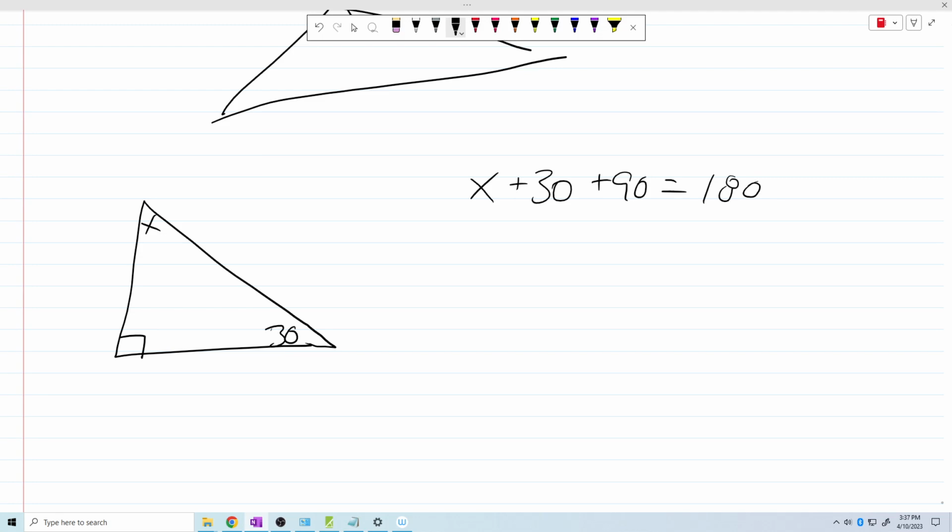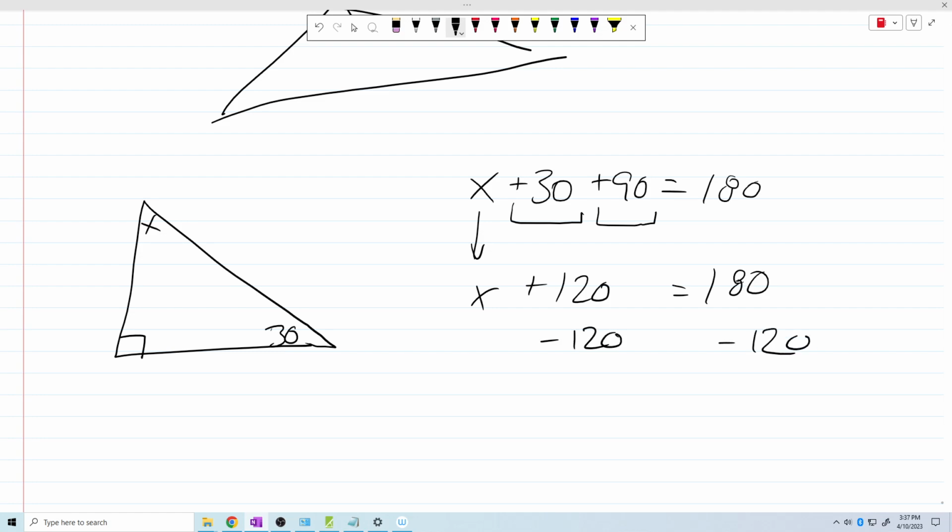So combine like terms to begin solving. 90 plus 30, bring down the x here. So 90 plus 30 is plus 120. Bring this down again. We didn't do anything with it. Get rid of this 120. And what we're saying here is that x is 60.